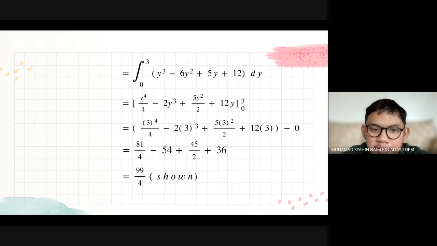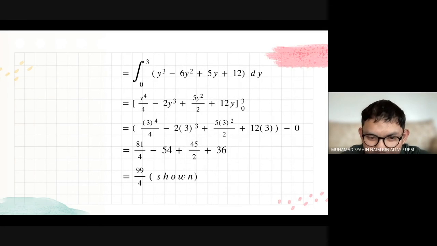Next, we rearrange to do the second integration with respect to y. So y cubed minus 6y squared plus 5y plus 12 dy. We get the answer y to the power of 4 over 4 minus 2y cubed plus 5y squared over 2 plus 12y. Then we substitute the limits, 3 and 0, into the variable y.